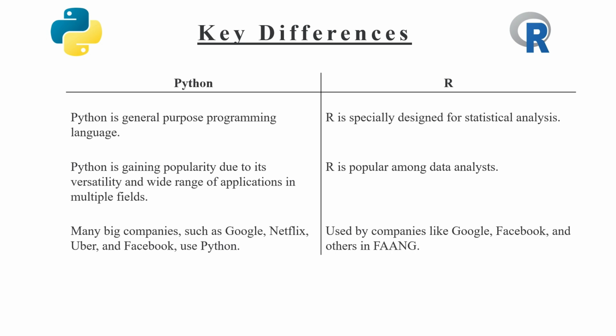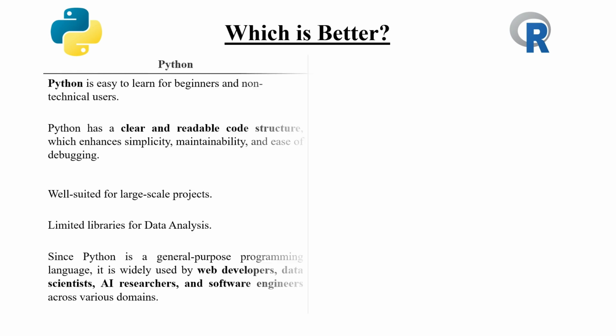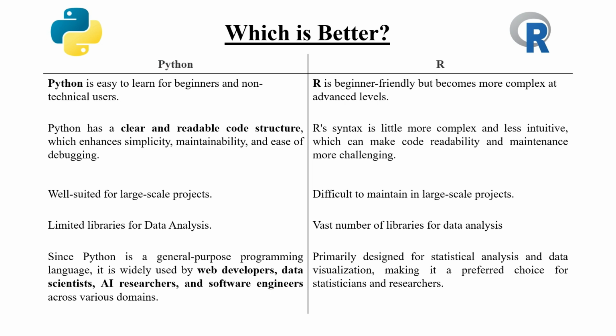On the other hand, R is widely used by data analysts and is also adopted by major tech companies, including those in FAANG, for statistical computing and data-driven insights. Now that we have a basic understanding, let's compare Python and R in terms of strengths and weaknesses.